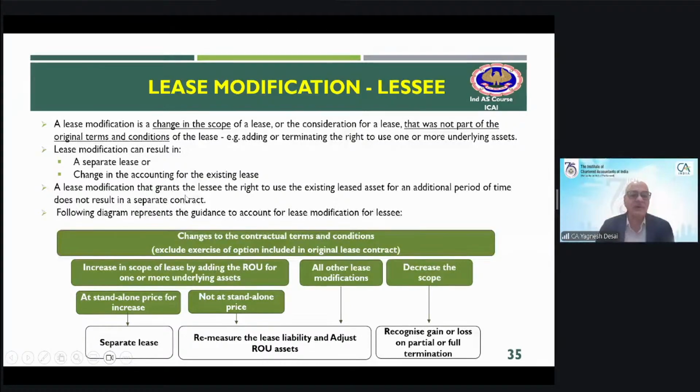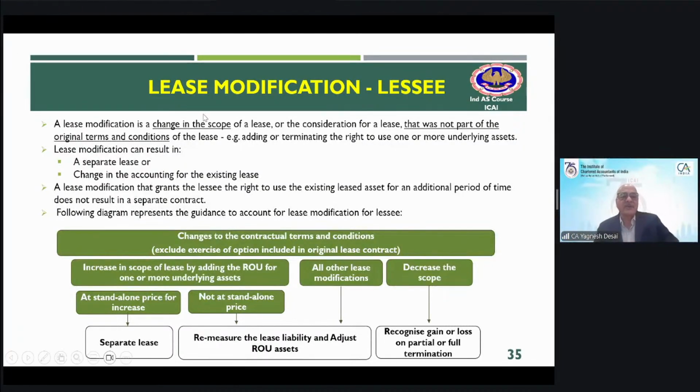Now, a lease modification that grants the lessee the right to use the existing leased asset for an additional period of time does not result in a separate contract. I have a lease of 5 years; I extend it to 10 years. I have a lease of 7 years; I extend it by 12 years. I modify the existing lease by using the revised discounting rate because it's a modification. It is not a new asset. It is not a new lease.